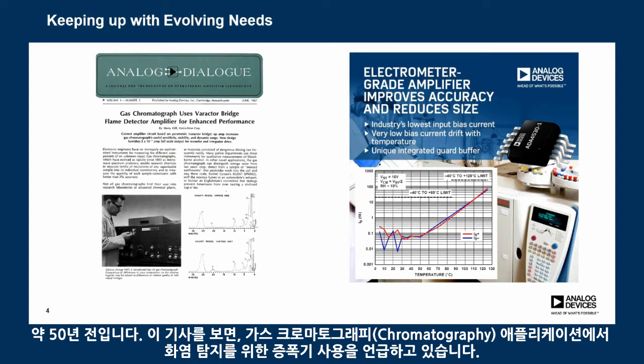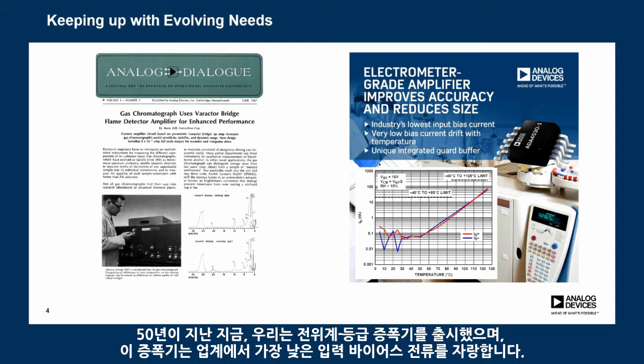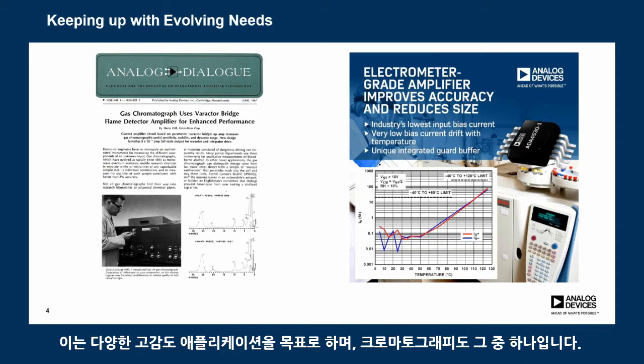In that article, we talked about using amplifiers for flame detection in gas chromatography application. And throughout the years, we are constantly keeping up with the evolving needs and coming up with better and better solutions. So fast forward to 50 years later, we released an electrometer grade amplifier, and this amplifier has industry's lowest input bias current. It's targeted to multiple high sensitivity applications, and gas chromatography could be one of them.